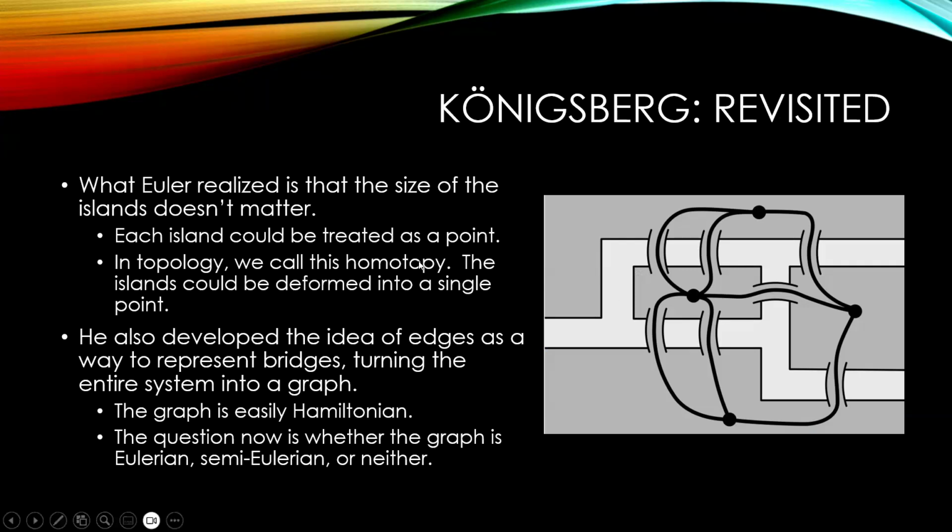And so in topology, the idea of homotopy came to be from the idea that we don't really care how big these islands are. We can shrink them down to a point and it does not matter. And then in making this a graph, we have said that we can connect these regions via the bridges. And so this is showing us the general structure of this region. And so the graph is obviously Hamiltonian, but is it Eulerian, semi-Eulerian, or neither? And so the question is, is it possible to begin somewhere on this graph, cross every single edge exactly once, and then return to your starting point?